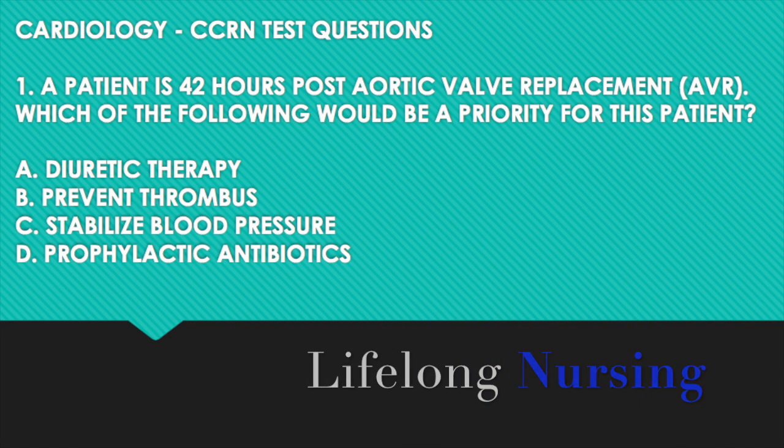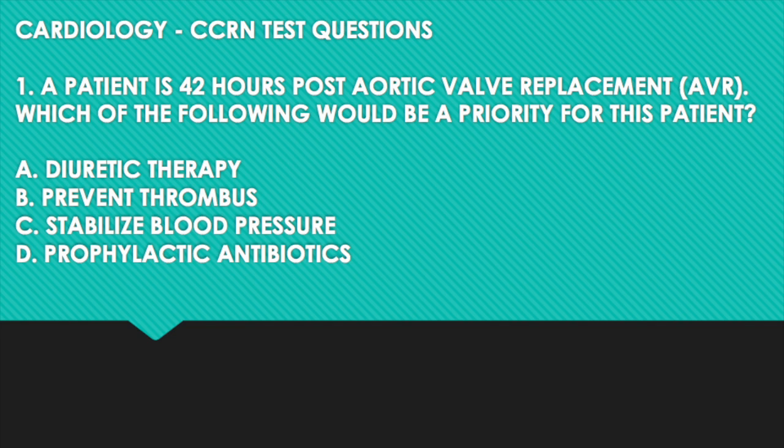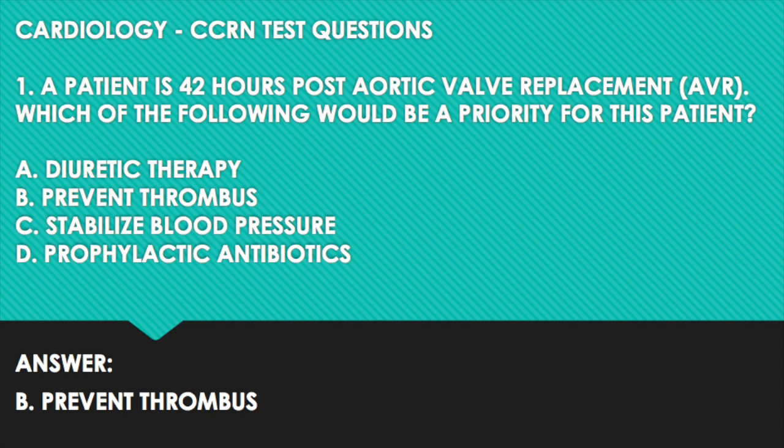Question number 1. A patient is 42 hours post-aortic valve replacement. Which of the following is a priority for this patient? Diuretic therapy, prevent thrombus, stabilize blood pressure, or prophylactic antibiotics? And the answer is B, prevent thrombus.